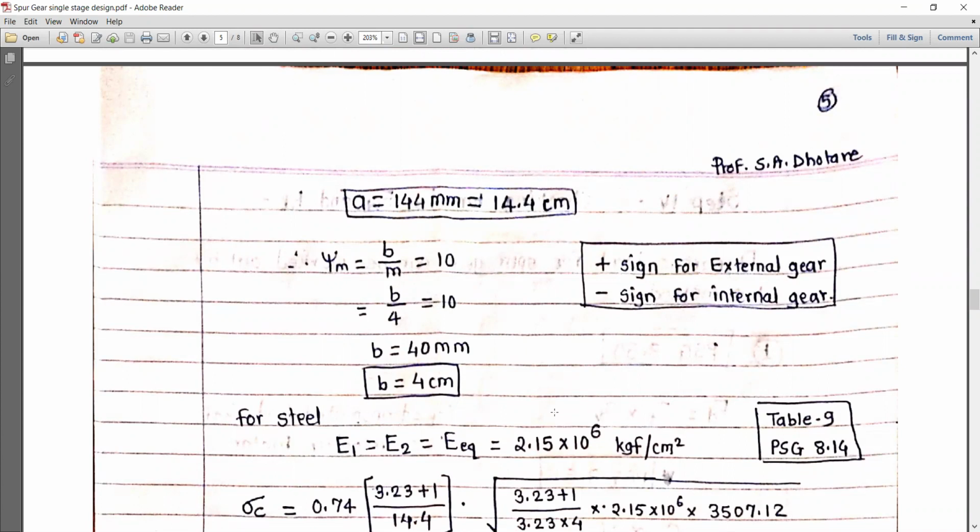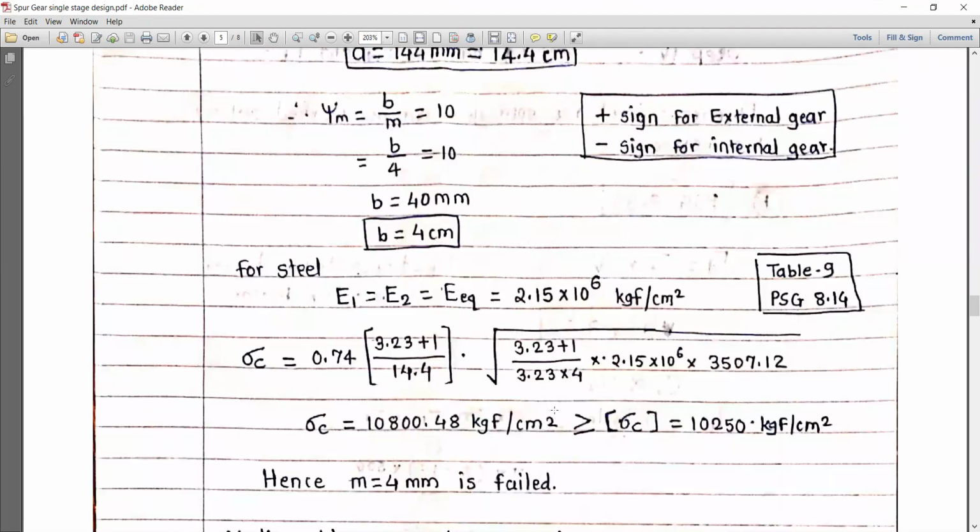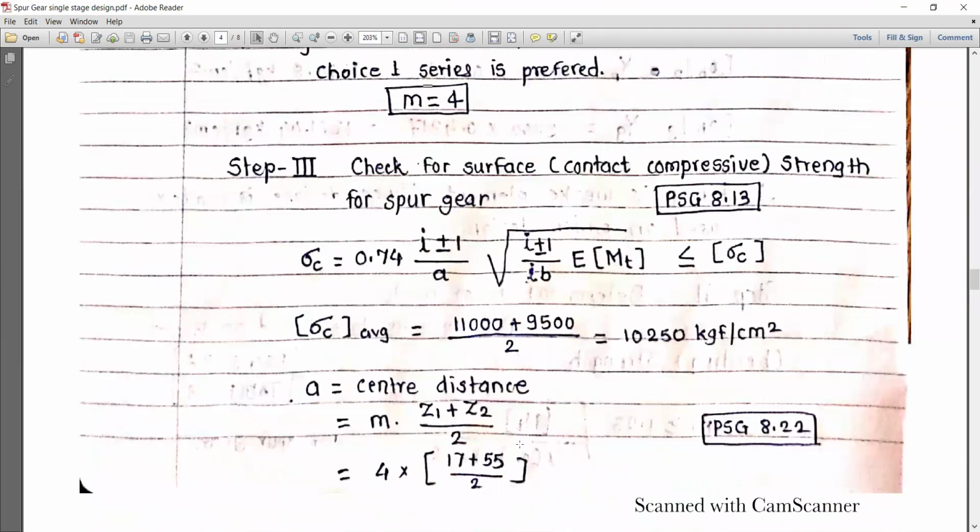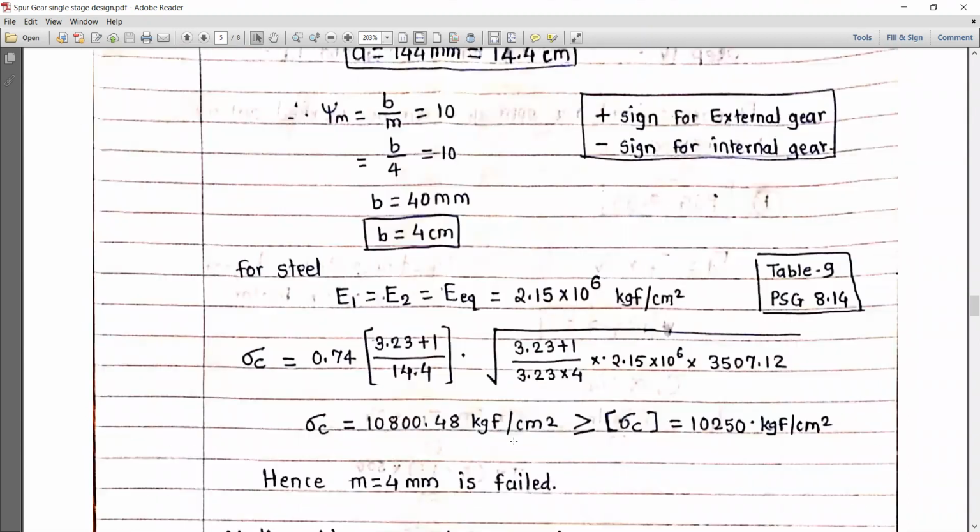Okay. Now, calculating the value of psi m based on the value of B and M. B ka value toh pata nahi, but M ka value pata hai, aur iska ratio bhi pata hai. Theek hai? To abhi yahan se hum log calculate kar sakte hai B ka value. That is the width. B is equal to 40 mm. Okay. Now we have approximately all the values calculated, only the value of E is remaining.